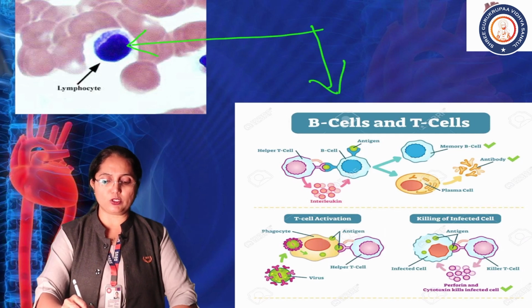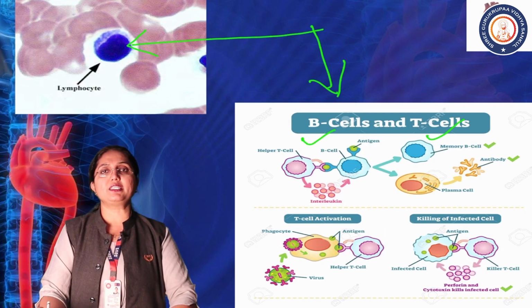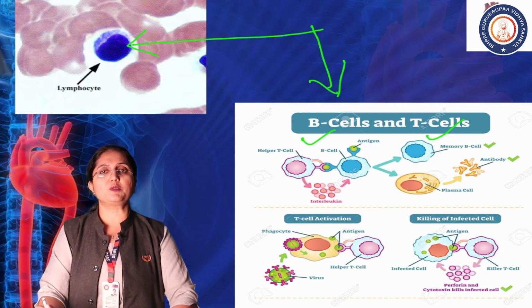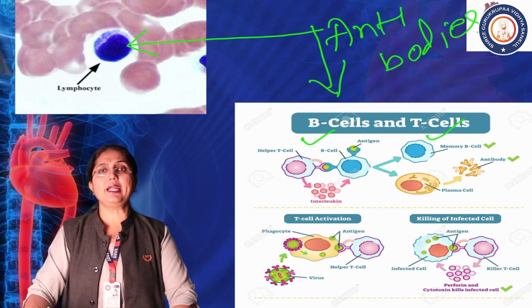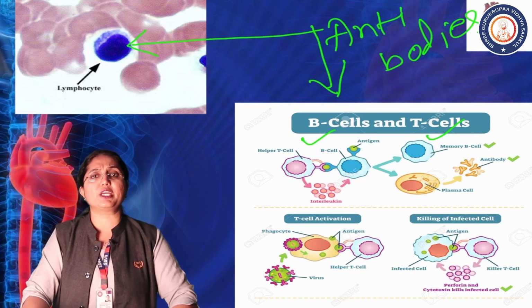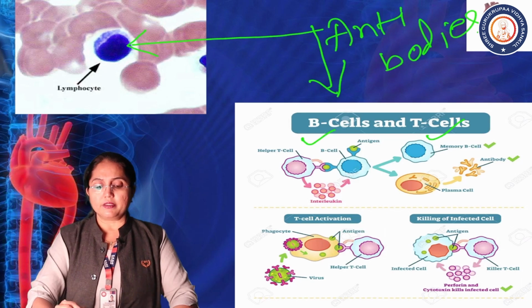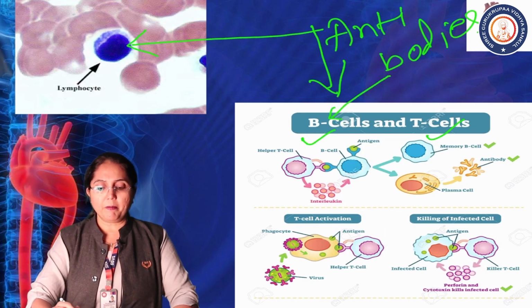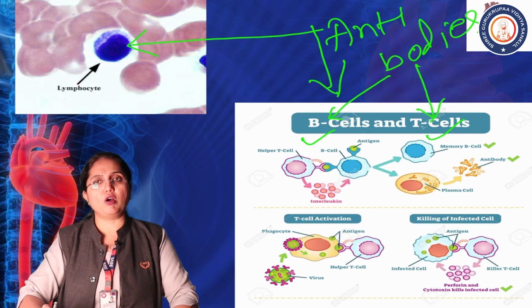Lymphocytes are of mainly two types, B cells and T cells. So the lymphocytes are doing one more important process. These B cells and T cells are forming some important proteins in our body, namely antibodies. These antibodies are proteins which can fight against the foreign material entering our body, and these antibodies are formed by B cells, and the T cells help them in the formation of the antibody.